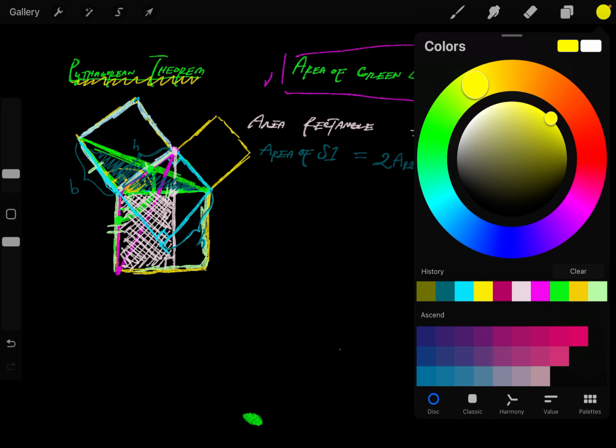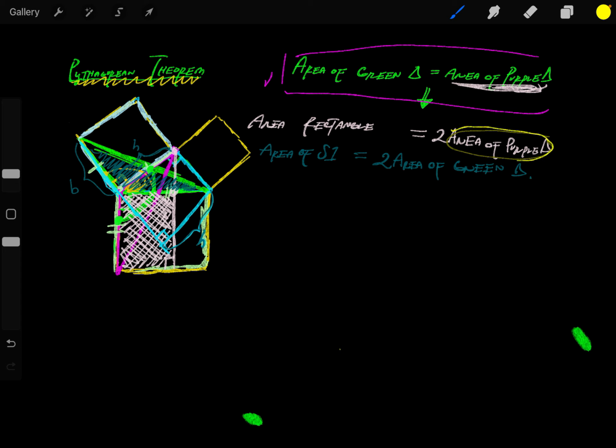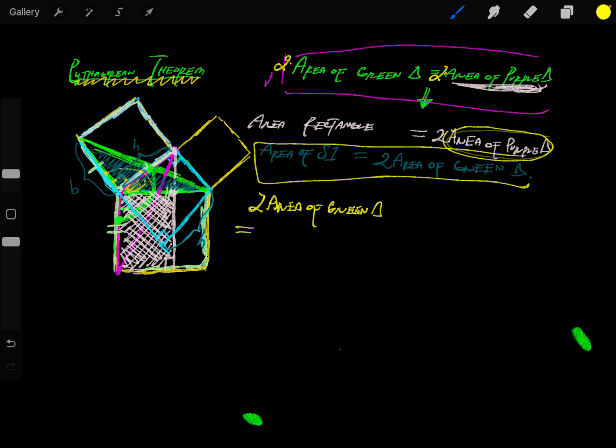I know that the area of the purple triangle is equal to the area of the green triangle. So if I multiply by 2 here, we should see that these two things are equal, right? So you can make an argument, right? You could just go, okay, 2 times the area of the green triangle is equal to, because of this one, the area of square 1.